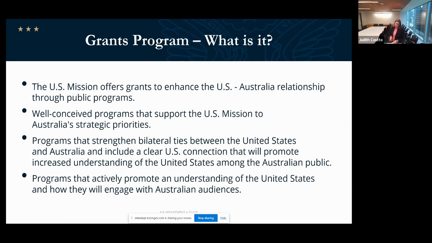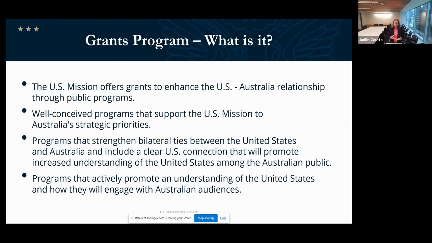All right, so what is the grants program? We offer grants, which are basically a funding mechanism to enhance the US-Australia relationship through public programs. And public doesn't have to mean anybody. It can mean an element of the public. Say, for example, the community that your organization serves, or the audience that attends your cultural institution's programs, or a particular set of students, or a particular population within Australia. We are looking to support well-developed programs that support our strategic priority areas, and I'll get to what those are in just a few minutes.